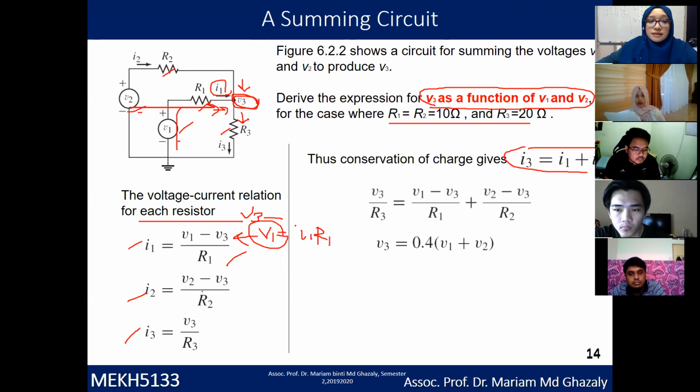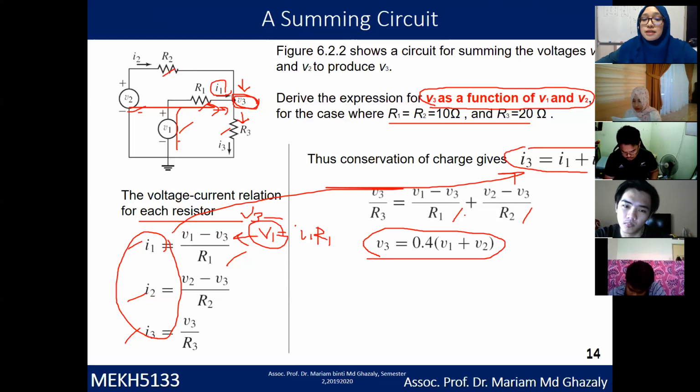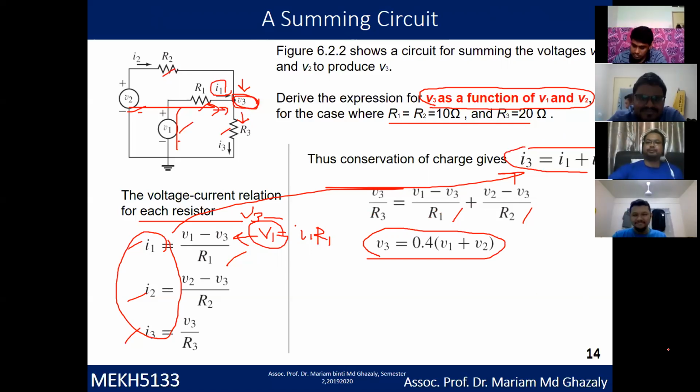So substitute all of these values here. If I3 is V3 over 3 and so on, substitute it here, then in the end you can get the equation V3 equal to 0.4 times V1 plus V2. This is by substituting the values for R1 and R2 equal to 10 and R3 equal to 20. Simple, very easy.